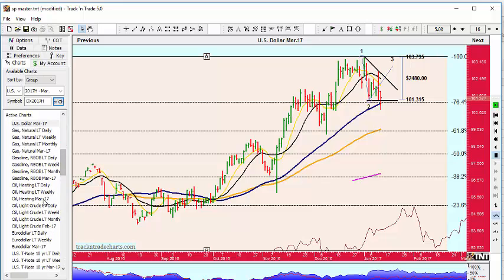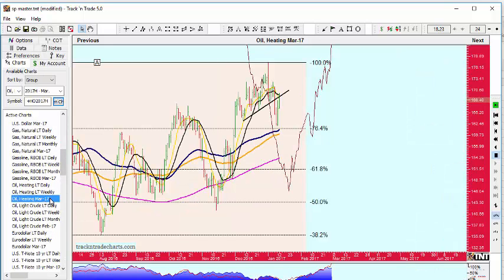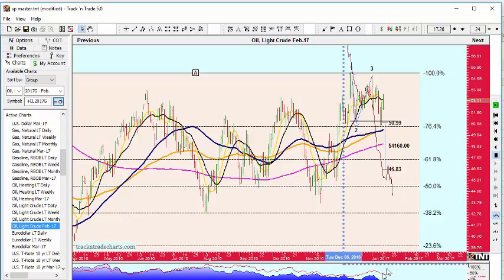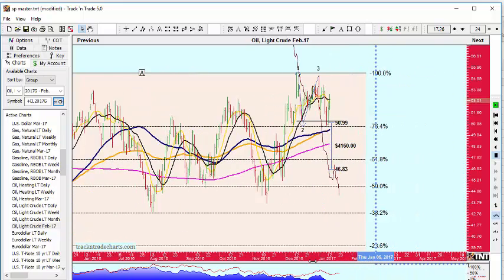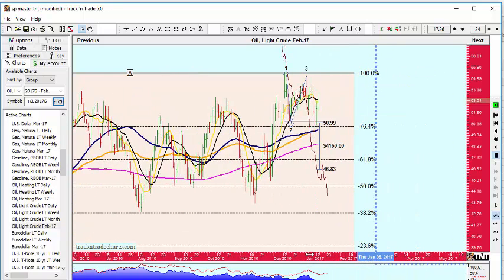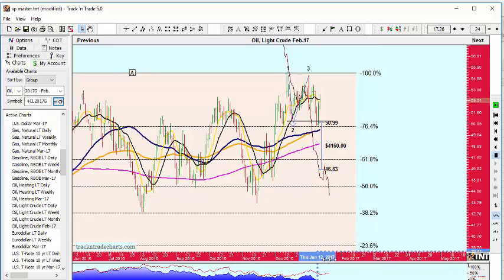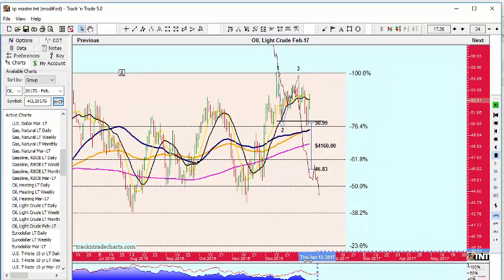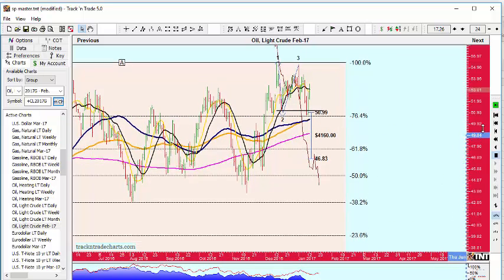Going down and looking at the energy complex, we're watching Feb crude as well as March unleaded and March RBOB unleaded gas. Not as excited as I was on these markets. We do have a 1, 2, 3 top on crude.